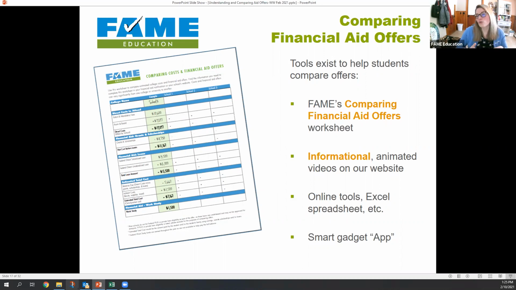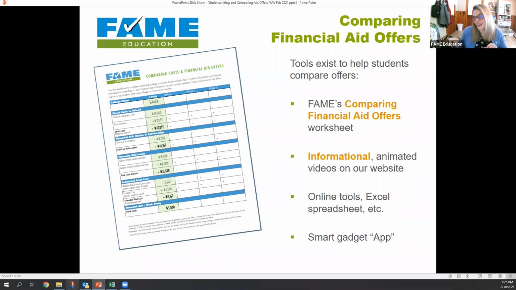So there are tools that exist to help you do this. I am partial to our worksheet, the comparing financial aid offers worksheet. Nikki's going to put a link for that in the chat. I also like it because it does the math for you. We'll show you an example of that in a minute, because despite being a financial aid person, I don't do math. So if it's going to calculate for me, I'm going to use it.